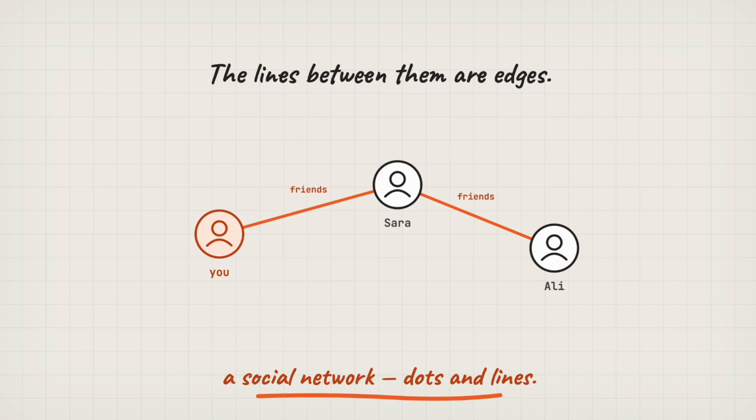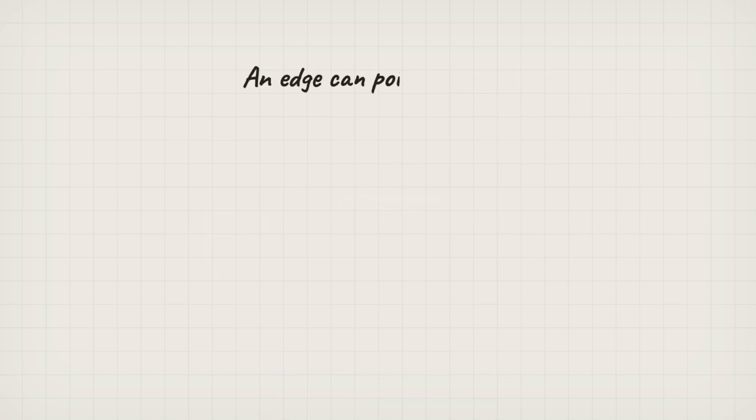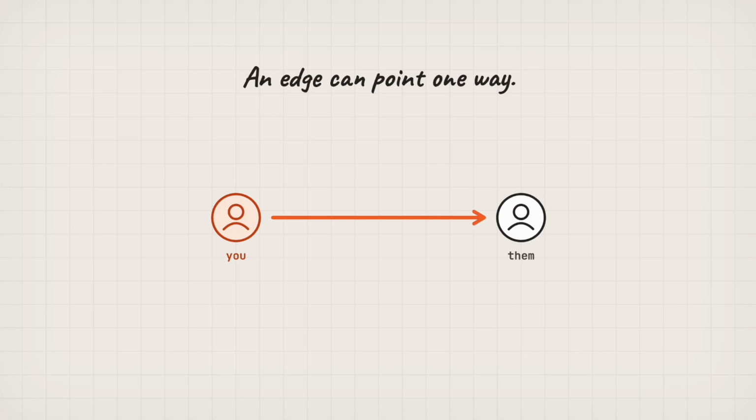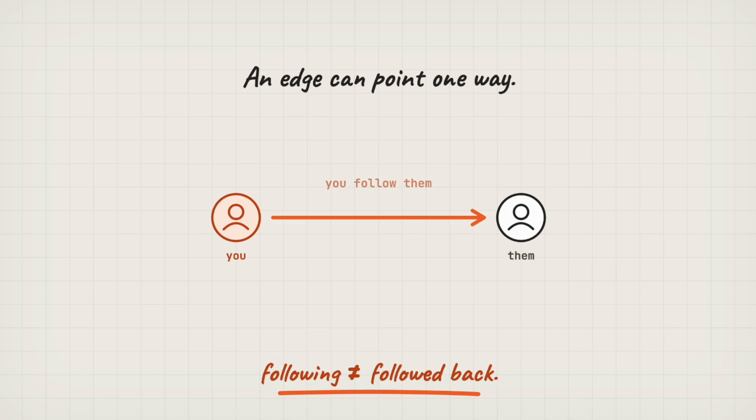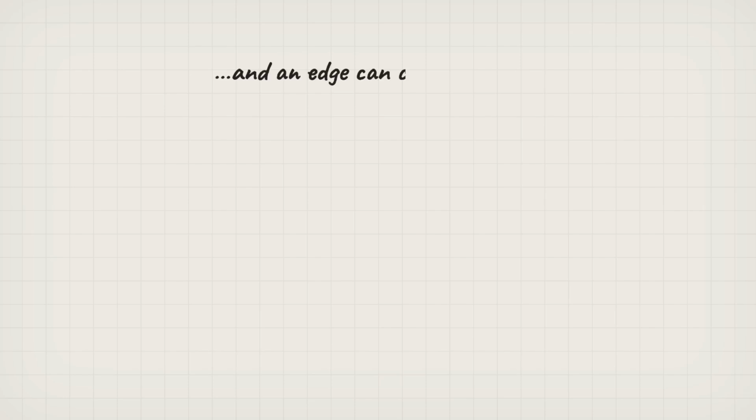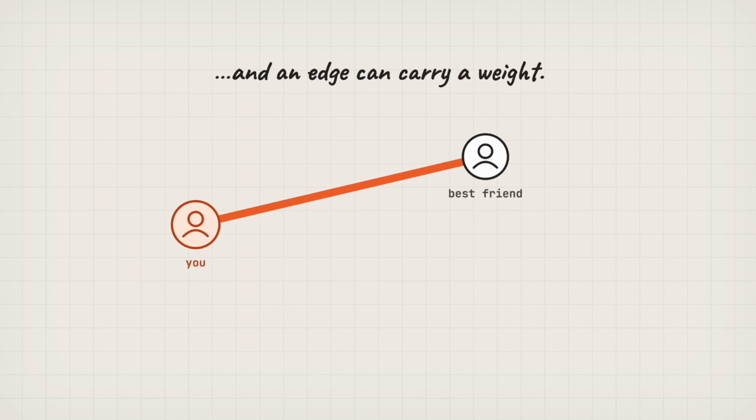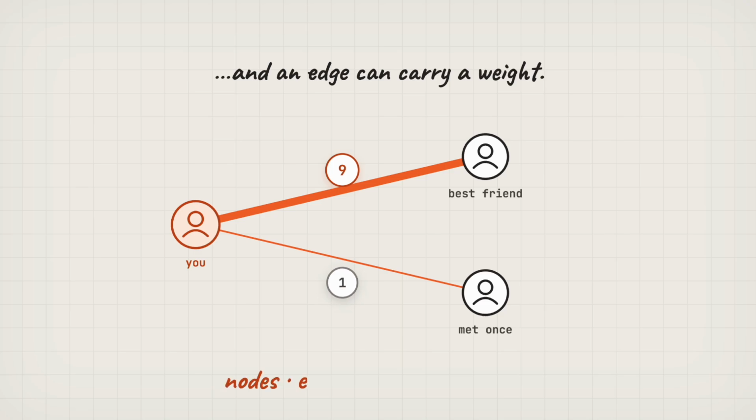Now, two small details because we are gonna need them later. An edge can have a direction. On Instagram, you following someone is not the same as them following you back, right? So that arrow points one way. That's a directed edge. And an edge can carry a weight, which is basically how strong the connection is. You and your best friend, heavyweight. You and someone you met once at an event, lightweight. Same idea, just a number on the line. And that's the whole vocabulary: nodes, edges, direction, weight. Keep this picture in your head because everything from here builds on it.